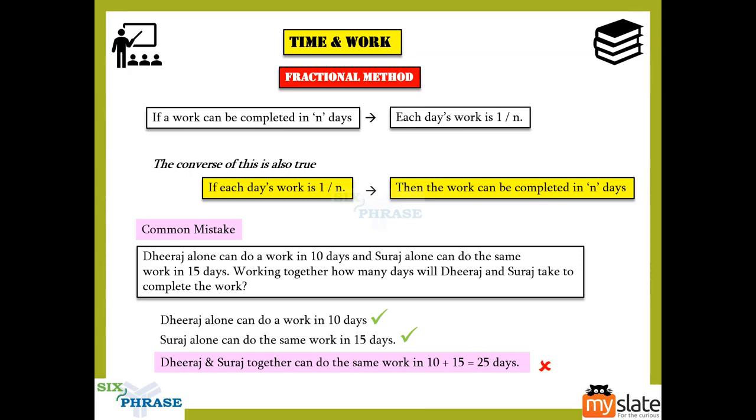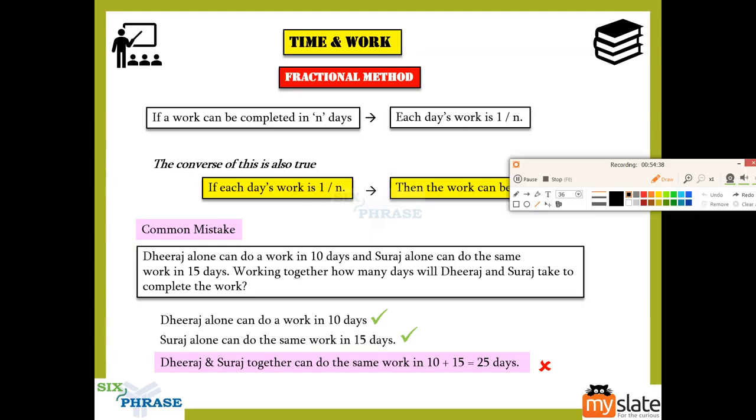See, there is a work. Dheeraj is able to complete it in 10 days. Suraj is able to complete it in 15 days, right? This is working alone. When they join together, will it be less than 15 or more than 15? See, Suraj alone can do the work in 15 days. Correct? Now, if he gets help from Dheeraj, obviously he is going to complete the work inside those 15 days, right? Are you able to understand what I'm trying to say here?